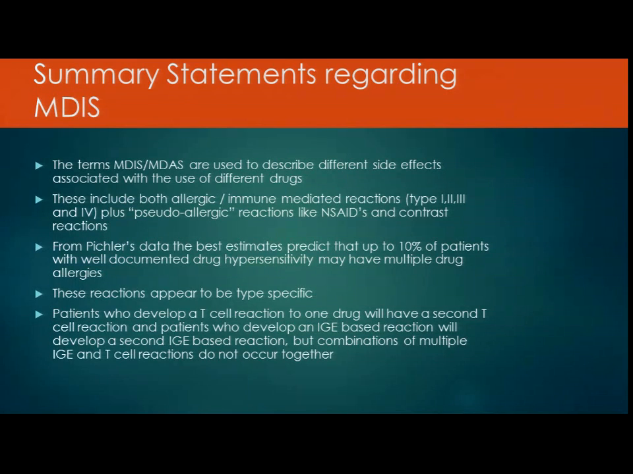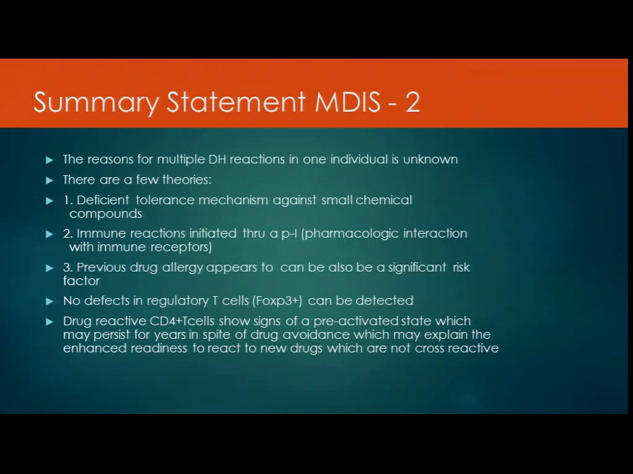The drug reactions are almost always type specific. So those who develop a T-cell reaction will have a second and a third T-cell reaction, and those that develop IgE will continue to have IgE-based reactions. And if you look at these, the reasons for the drug hypersensitivity reactions is really not well known. So the theory is, why do these occur?